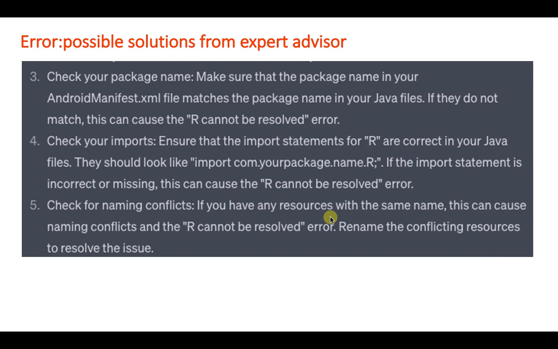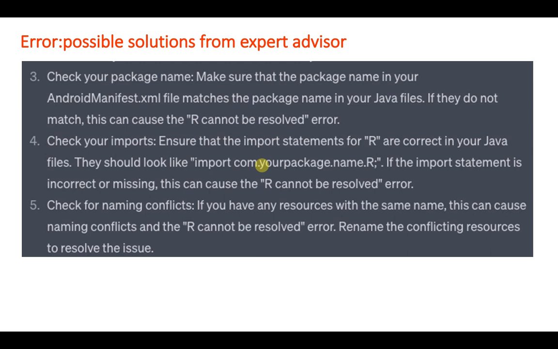Solution number three, check your package name. Make sure that the package name in your Android manifest.xml file matches the package name in your Java file. Now this is important. The package name in your Java file must match the package name in the AndroidManifest.xml. And if they don't match, that could cause the R cannot be resolved error.